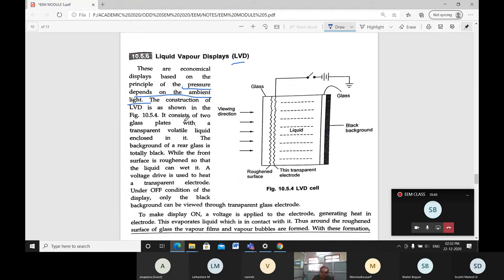It consists of two glass plates, here one and here one. Two glass plates with a transparent volatile liquid enclosed in it. This is the liquid that is enclosed. The background of the rear glass is totally black. While the front surface is roughened, so that the liquid can wet it. Yes, the liquid is going to be wetting the glass surface.